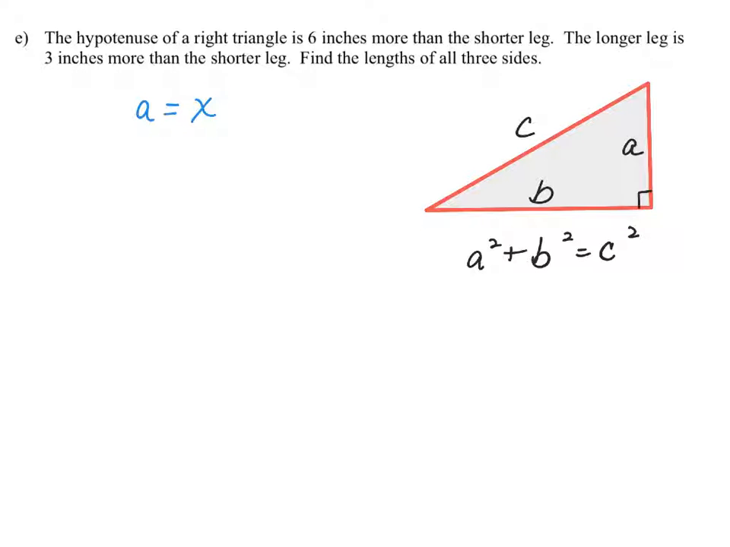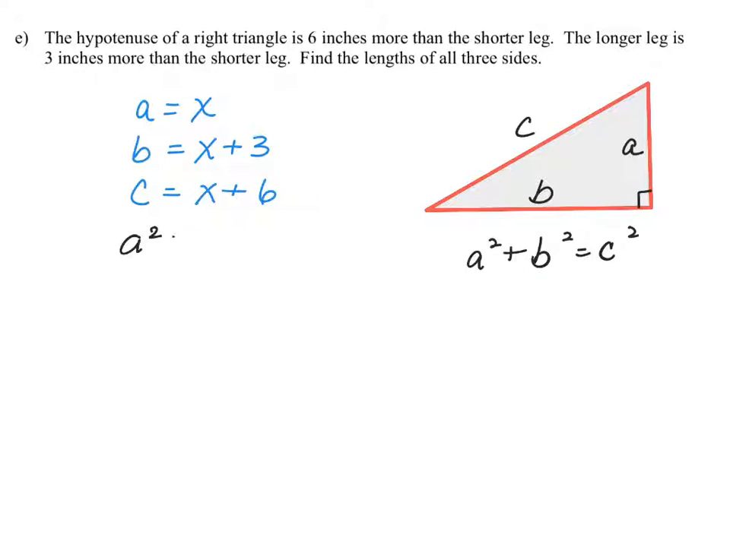We can let A equal x, the shorter leg. The longer leg, B, is 3 inches more than the shorter leg, so that would be written as x plus 3. And the hypotenuse, which is C, is 6 inches more than the shorter leg, so that's going to be x plus 6. So those are the lengths of the 3 sides of the right triangle. Then we can plug them into the Pythagorean theorem.